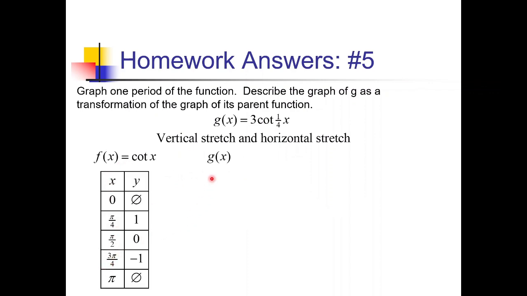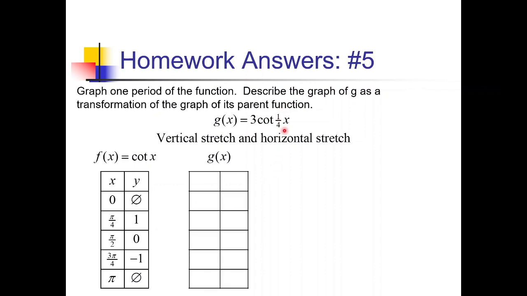And for the g of x table, for the x values on this one, the 1/4 inside means we're doing 4 times x for the actual rule. And then we have 3 out here giving us 3 times y for the y values. So for the x's, we're just multiplying each of these by 4.